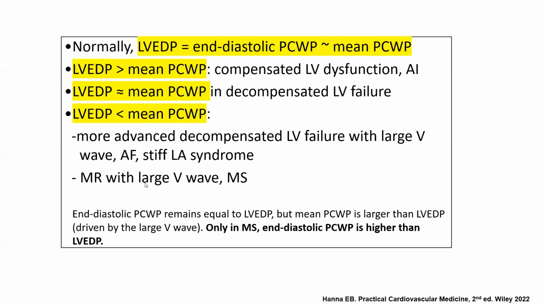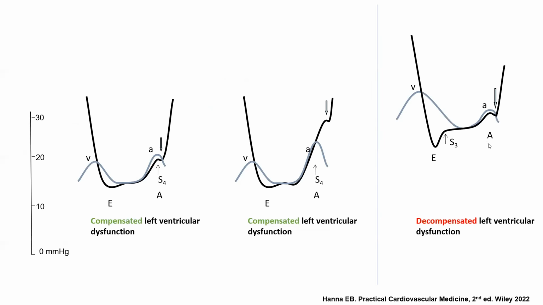Now, in all those cases, mean wedge is higher than LVEDP, but end diastolic wedge tends to be equal to LVEDP, except in mitral stenosis. So here to show you. In those cases of decompensated LV failure or MR, the mean wedge is higher than LVEDP, driven by that large V wave, but the end diastolic wedge is equal to LVEDP. The only case where end diastolic wedge exceeds LVEDP is mitral stenosis, where by definition, a hemodynamically significant mitral stenosis is characterized by a lack of diastasis in end diastole between the wedge pressure and the LV pressure.